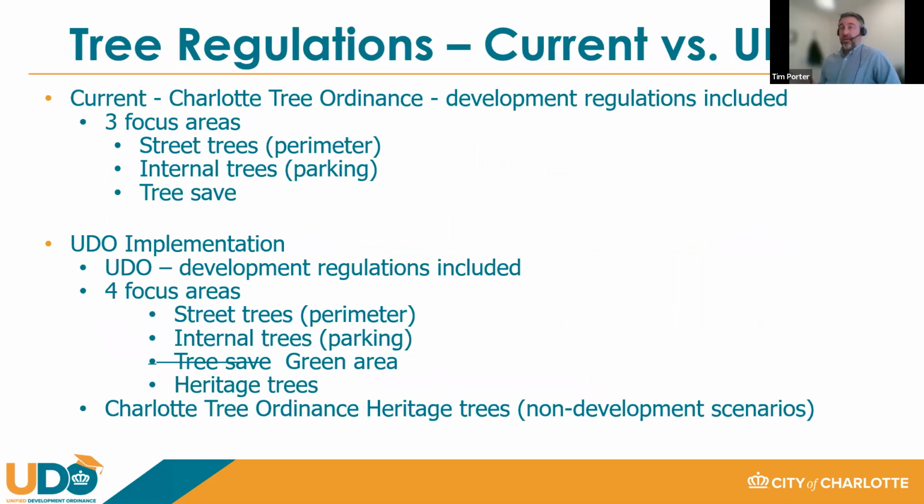So historically, there have been three main focus areas for tree regulation: street trees, internal trees, and tree save. In the UDO, those focus areas have been expanded to include another major focus, heritage trees. We'll talk extensively about what that means and how that's regulated. And again, there are heritage tree components that are non-development in nature in the Charlotte Tree Ordinance.